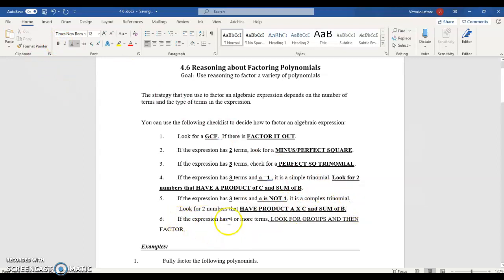And then if there's 4 or more expressions, then you want to look for groups that have some factors in common, and you want to factor those out, and that can make things a little bit easier as well.